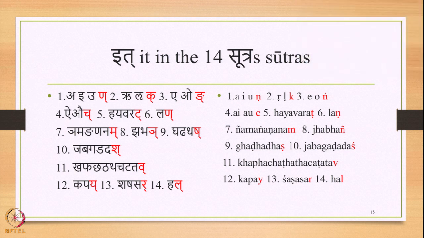Now, let us look at the its in these 14 sutras. Applying 133, we see that ana is it in the first sutra, ka is it in the second, nga, which appears at the end, is it in the third sutra, cha in the fourth, ta in the fifth, ana in the sixth, ma in seventh, ya in eighth, sh in ninth, sh in tenth, v in 11th, y in 12th, r in 13th, and l in the 14th sutra. So here we have 14 sounds which can be straight away marked as its. So these are the its primarily.